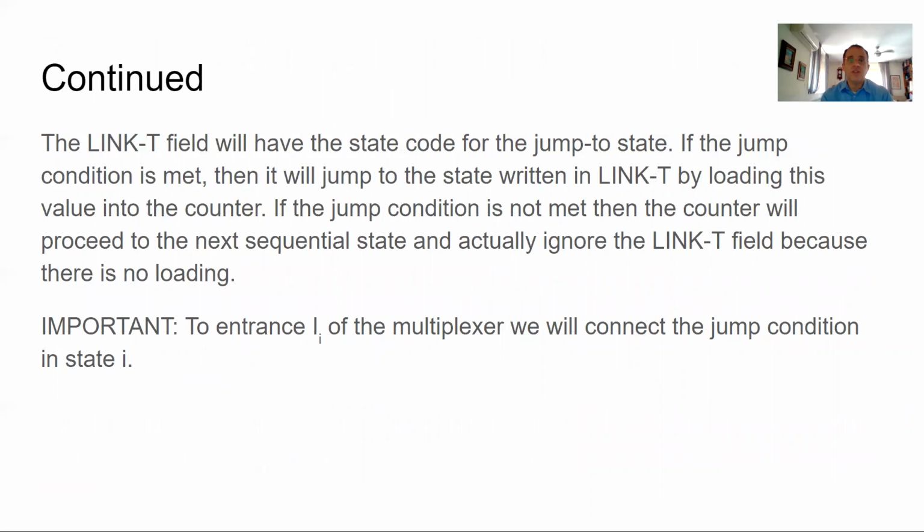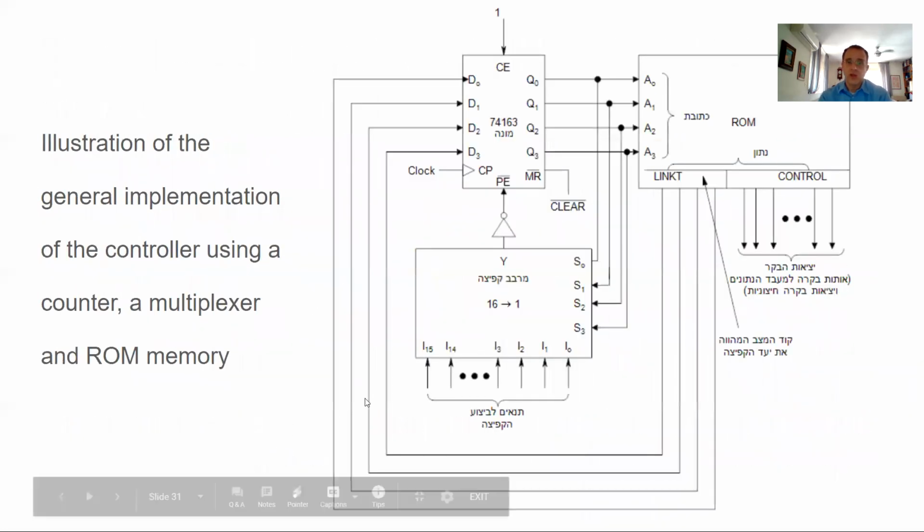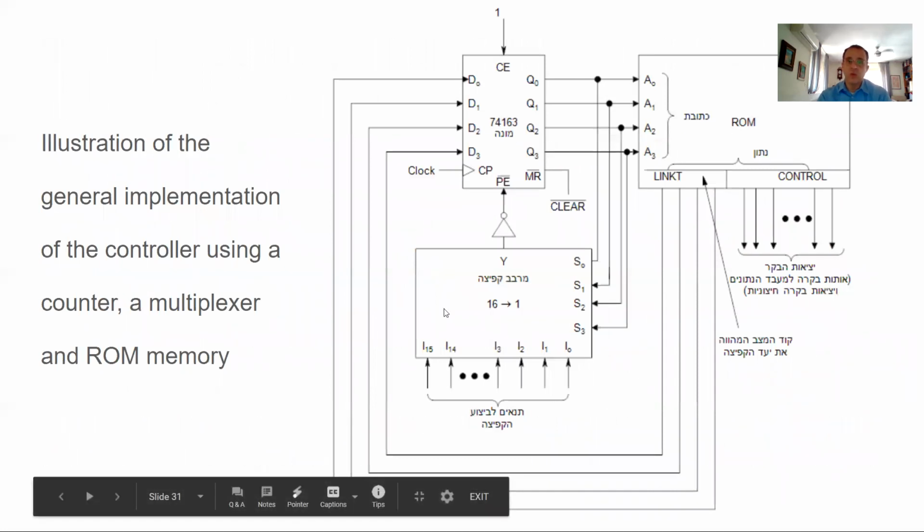The linked T field will have the state for the jump to state, wherever I'm supposed to jump to, if the jump to condition is met. Then it will jump to that state written in the linked T by loading this value into the counter, as we explained. If the conditions are met, then this value will go into here, and I'll jump to that address over here.